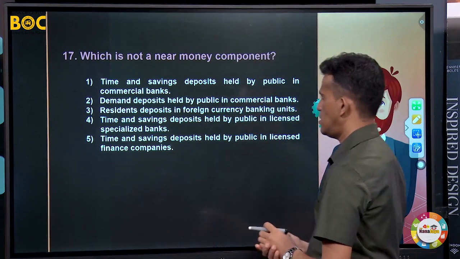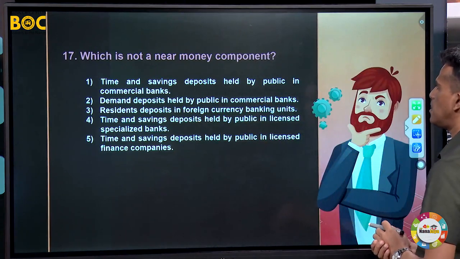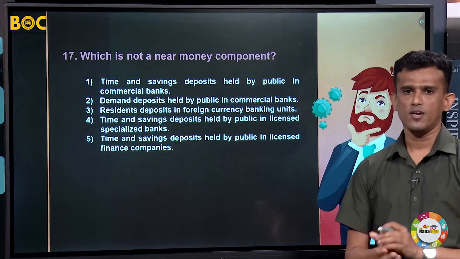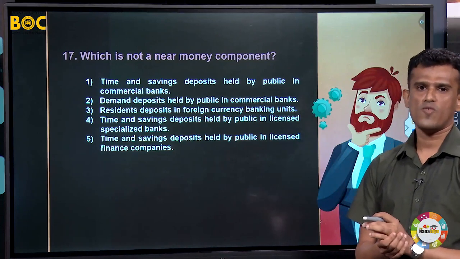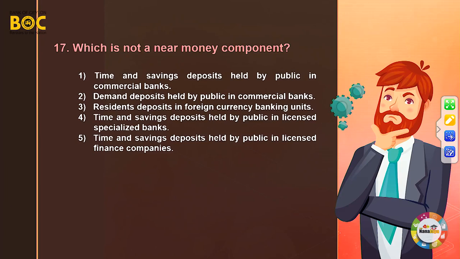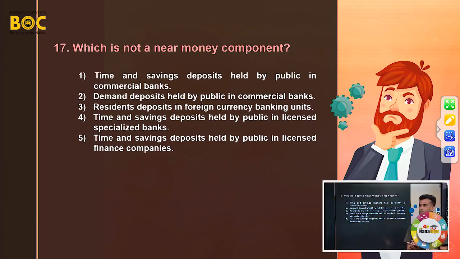So the question is, which is not a near money component. Out of these five, four are near money components, one is not. We are supposed to identify the one which is not a near money component. Time and savings deposits held by the public in commercial banks are not a medium of exchange. We need to go to the bank, take out money and make the payment. So it is a near money component.